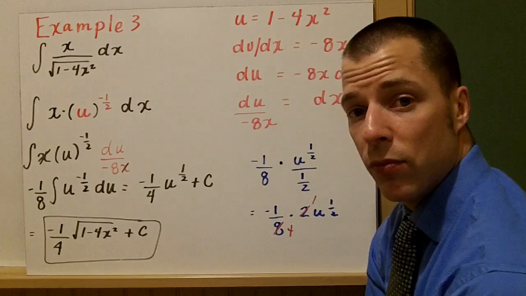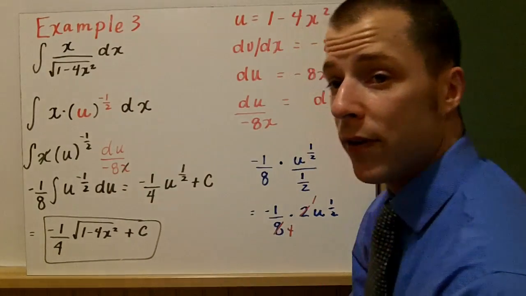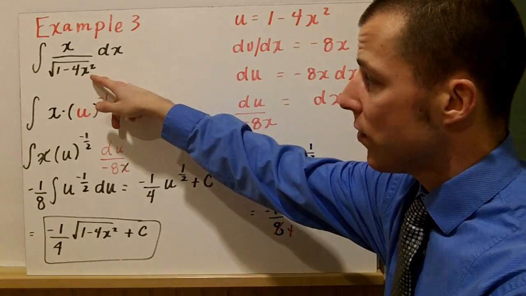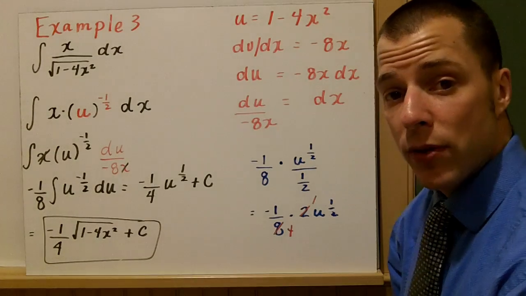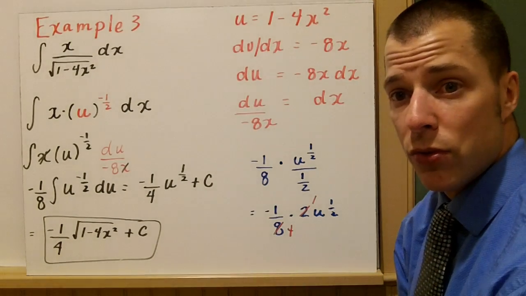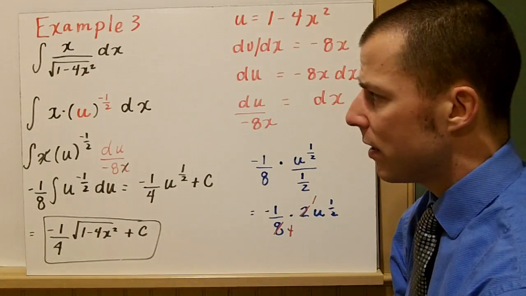Now in example 3 we get a little more complicated. Instead of having just a square root, we have a square root in the denominator of our function. So we're going to integrate x divided by the square root of 1 minus 4x squared dx. So again, you have to think, well, what am I going to substitute? What am I going to let u be? I could let u be x, but that's not really going to help anything.